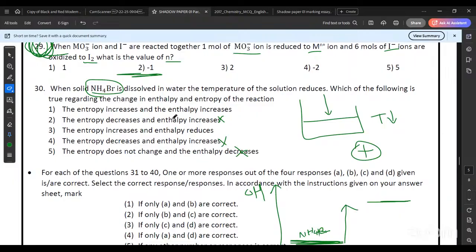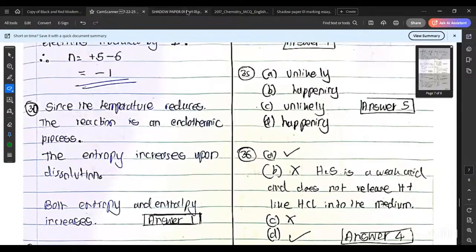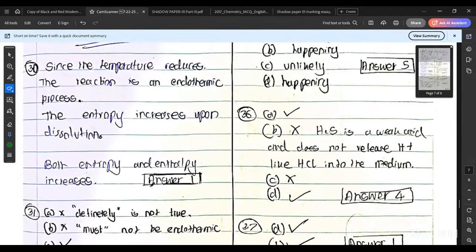Marking scheme. In the explanation I said that the enthalpy of the reaction increases, so it's not answer 3, it's answer 1, because both are increasing. Here the reaction is given, so it's not answer 3, it's answer 1. The marking scheme is right. This is also what I told. Now I didn't see this.